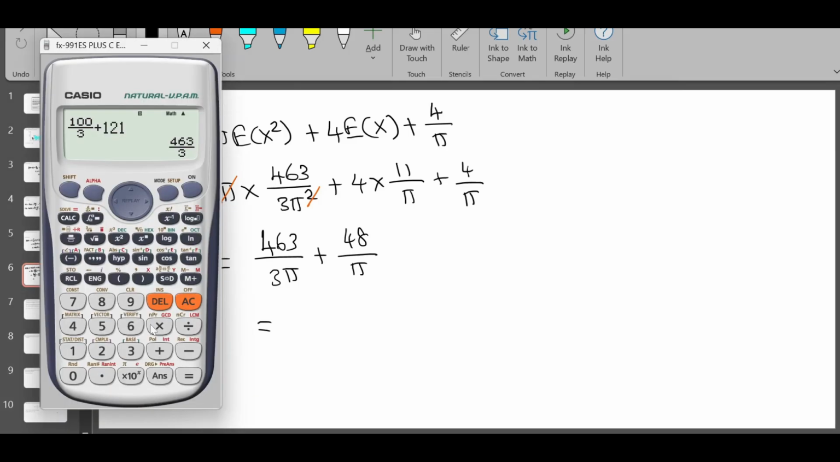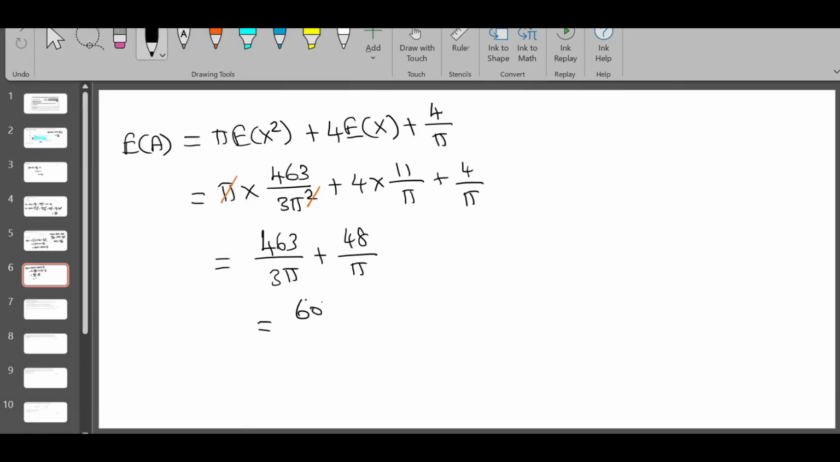So I'm going to simplify this. 463 over 3 plus 48, 607 over 3 pi. That's one method. There is another method. Actually, this method is easier.